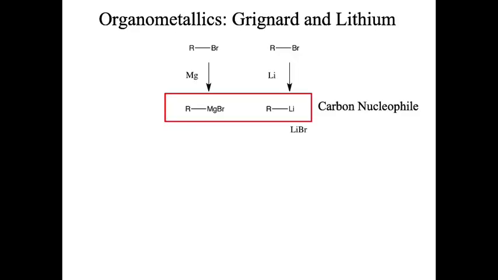So, where do we start? We take an alkyl halide, so RBr. What's the charge on our alkyl portion? That R is now our carbon. What's the charge on that carbon? Okay, partially positive, because they're both bromine.